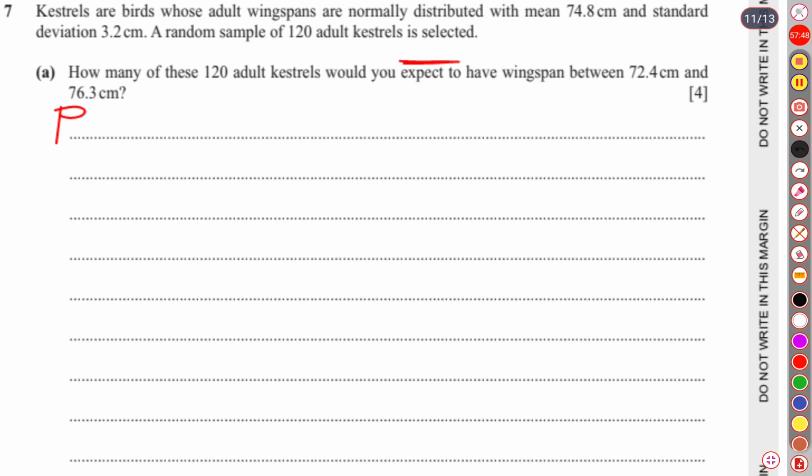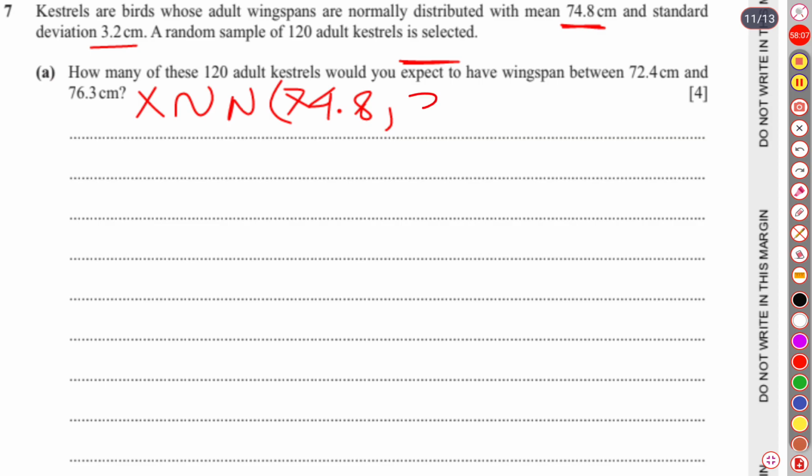Since this is a normal distribution, let us write the parameters. X belongs to a normal distribution and the parameters are mean as well as variance. Mean is 74.8 and variance is the square of standard deviation. The square of 3.2 is the variance.